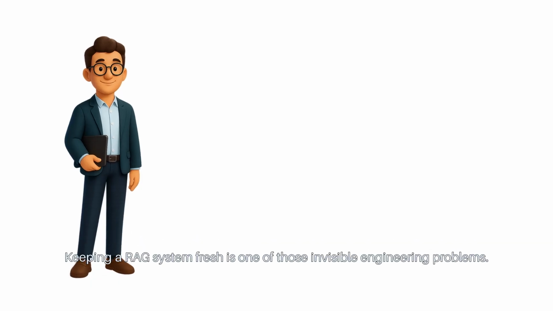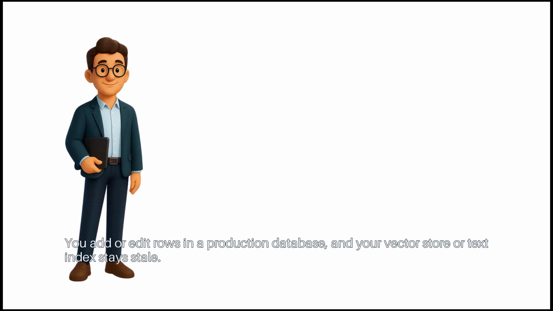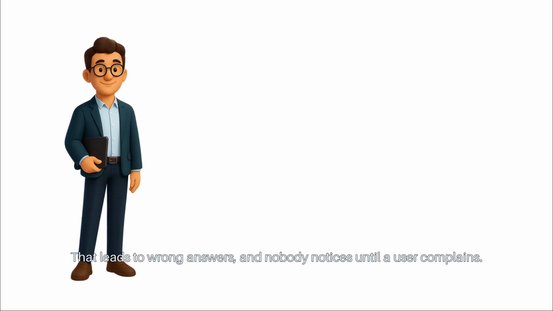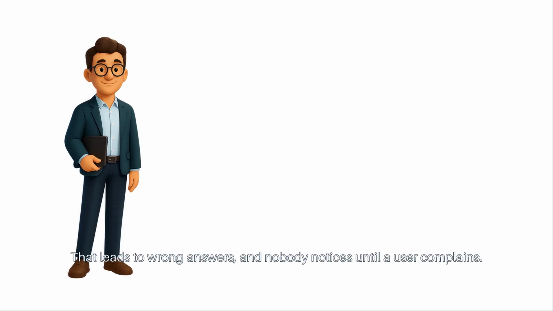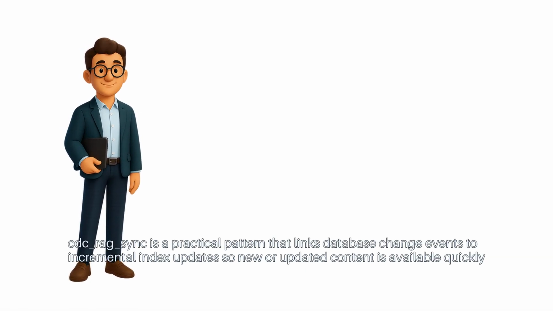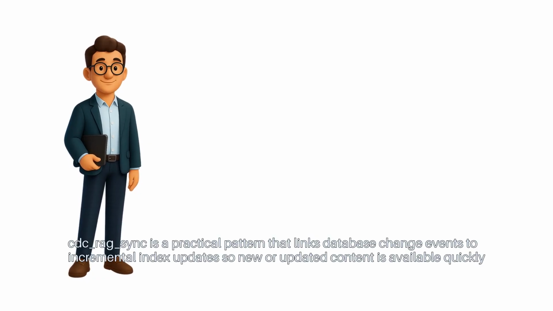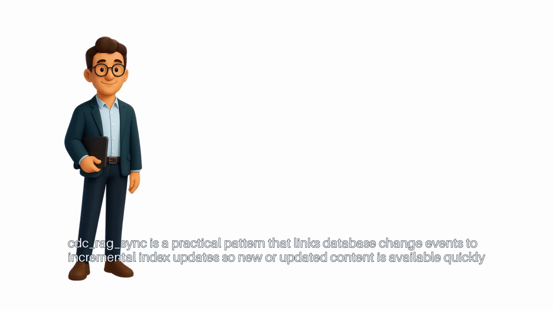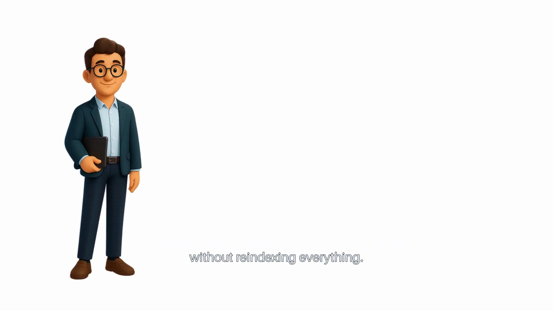Keeping a RAG system fresh is one of those invisible engineering problems. You add or edit rows in a production database, and your vector store or text index stays stale. That leads to wrong answers, and nobody notices until a user complains. CDC RAG sync is a practical pattern that links database change events to incremental index updates, so new or updated content is available quickly without re-indexing everything.